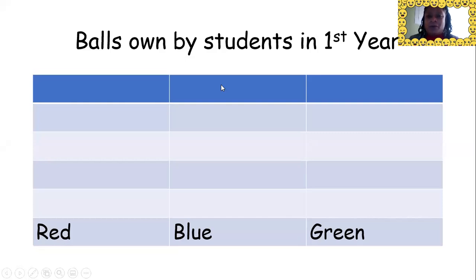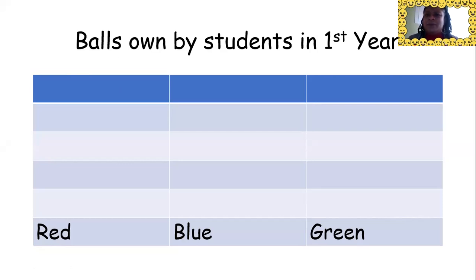With the help of your parents, I would like you to draw up this table. And before you draw the table, you're going to label, this is your title, balls owned by students in first year. So this morning, some students came, but I had told them yesterday to bring a ball to school.